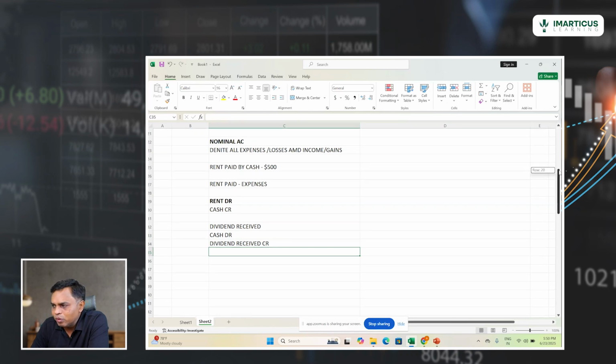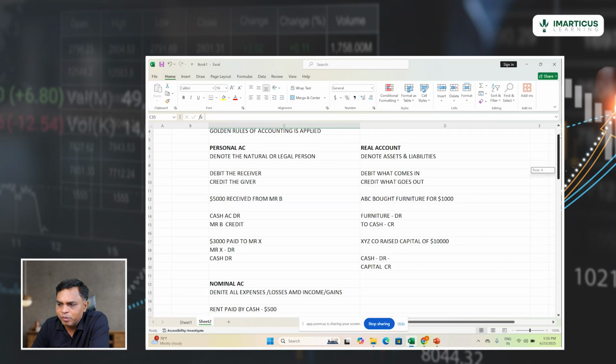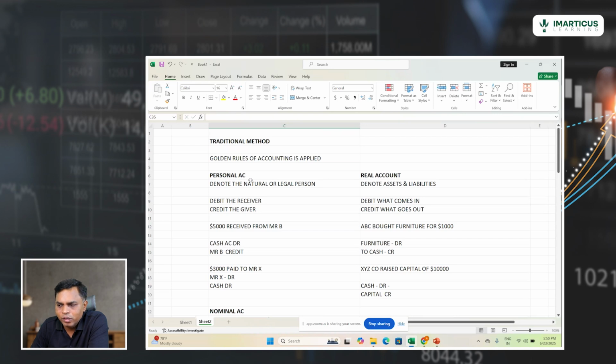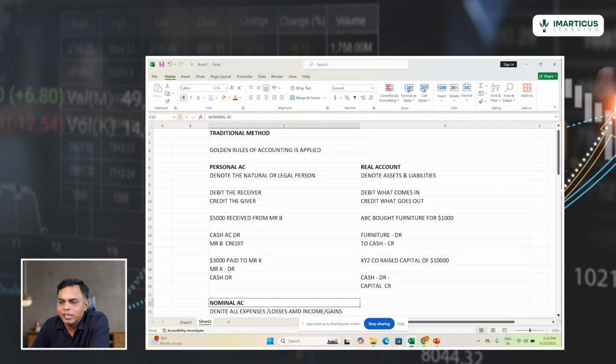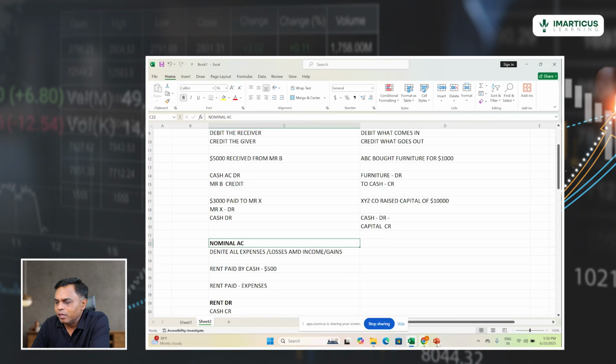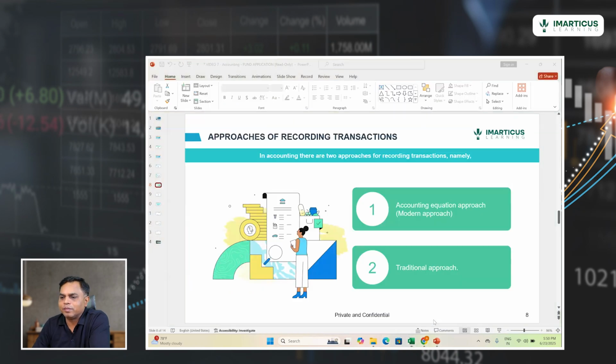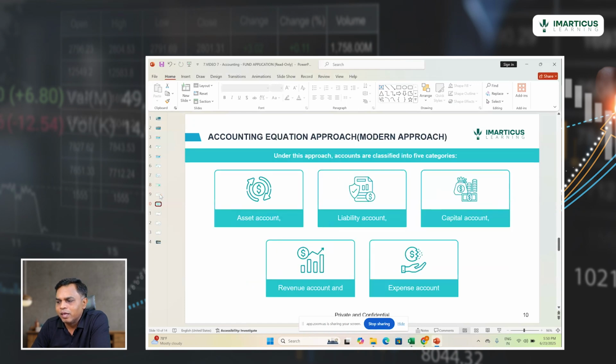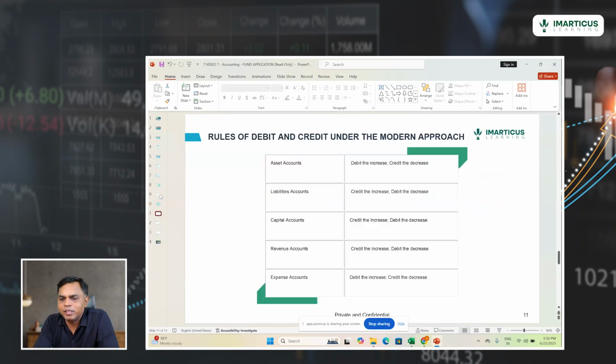Now when it comes to the traditional approach, they follow the golden rules of accounting, where there is a personal account, real account or nominal account. Rules are applied while recording the transactions. The second method is called the modern method. In the modern method, three headings are there: assets, liabilities, and revenue or expenses.